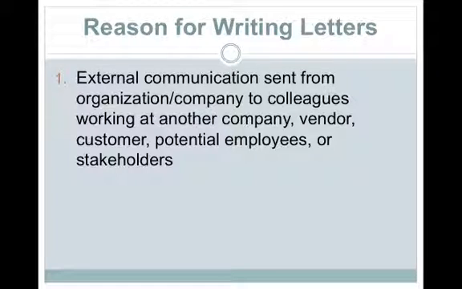Even though email and text messages are vehicles for correspondence in the business world, the letter is still the primary means of solving external problems with vendors, customers, stakeholders, or potential employees. Letters are more formal than memos and transmit smaller amounts of information to individuals not within the writer's organization.